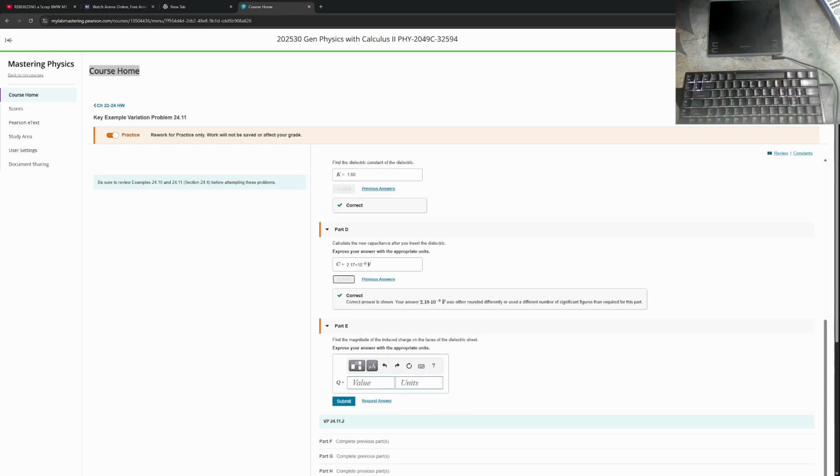That's right. Well, it rounded down, so 2.17, but that's fine. So the next one is just going to ask us what is the magnitude of the induced charge in the faces of the dielectric sheet. And so basically to get that, you just need to use the Q induced formula, which is the charge induced, which is equal to the charge times 1 minus 1 over the dielectric constant. So in our case, it would be 5.4, and then times 1 minus 1 over 1.6.